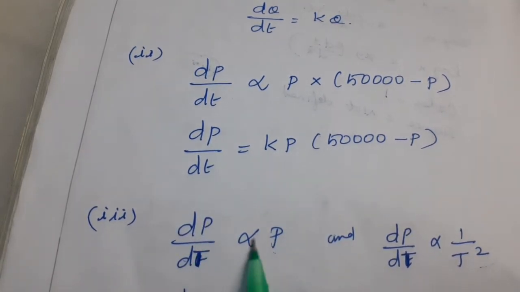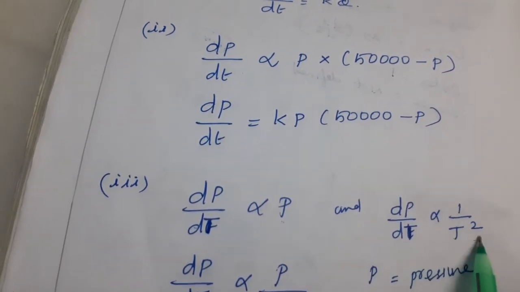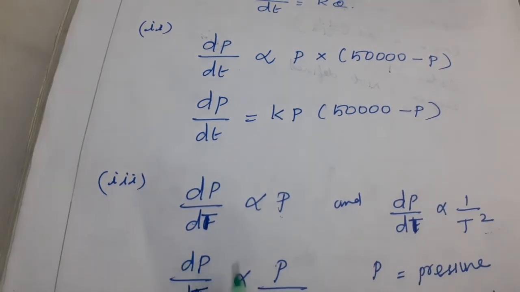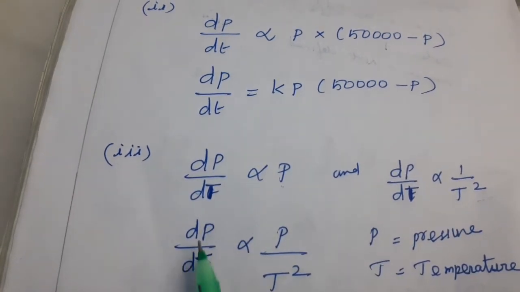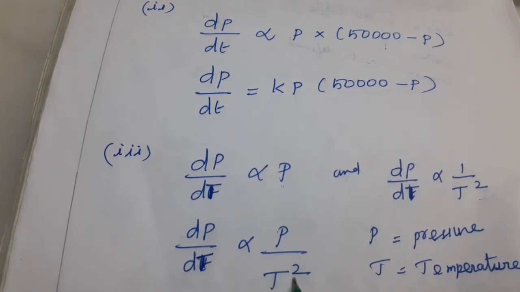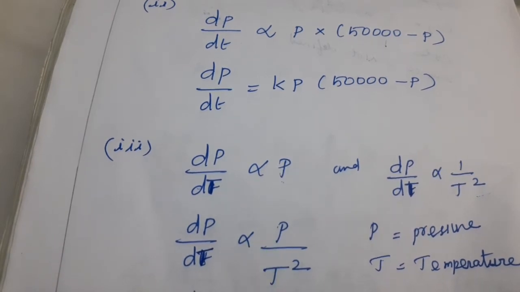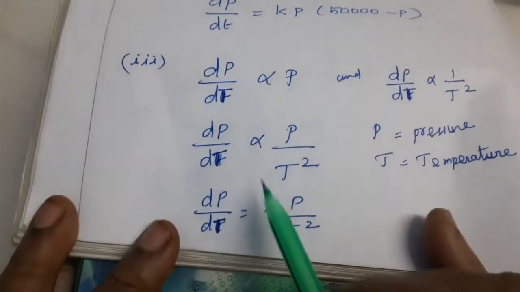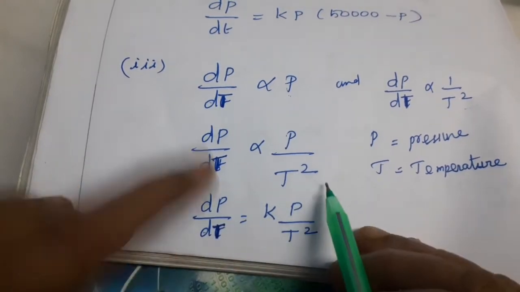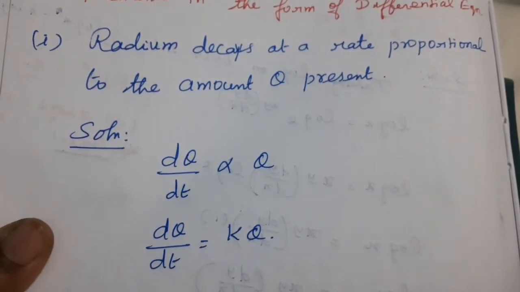Now dp by dt is directly proportional to P, and directly proportional to 1 by T square. P is pressure, T is the temperature. Read the question yourself, then go through the differential equation. So dp by dt is directly proportional to P by T square. Proportional means multiplied with some constant K. Now dp by dt equals K into P by T square. Students, go through the questions from the book itself for exercise number 10.2.